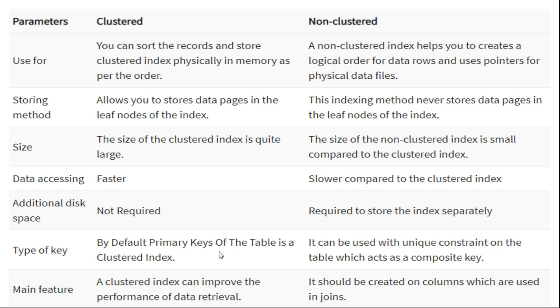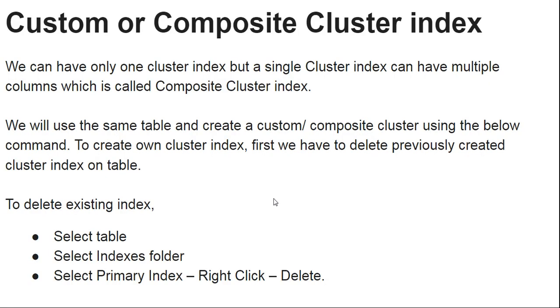So basically, this primary key acts as a clustered index. Here you can create any number of non-clustered indexes on a particular table, and the data retrieval will be faster in the clustered index compared to the non-clustered index, and the additional storage mechanism will be different compared to clustered and non-clustered index.